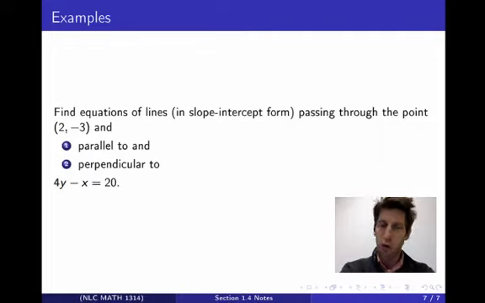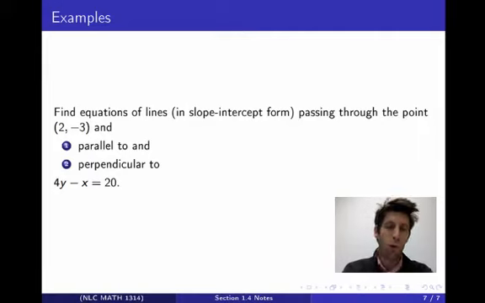A couple things to note here. I've put "slope-intercept form" in parentheses here. That's because oftentimes it won't be stated. Unless otherwise stated, you should always write your equations of lines in slope-intercept form. It's so common that a lot of times we just skip saying it.